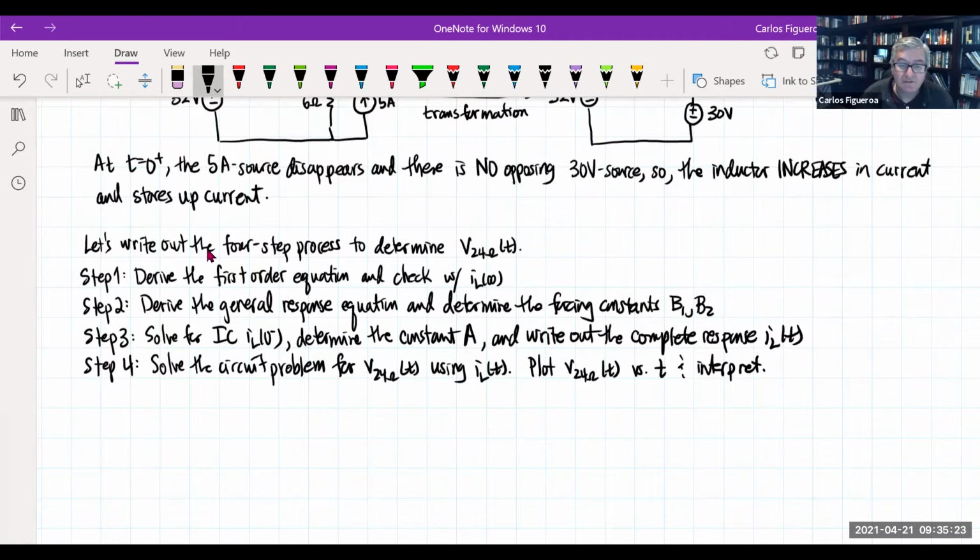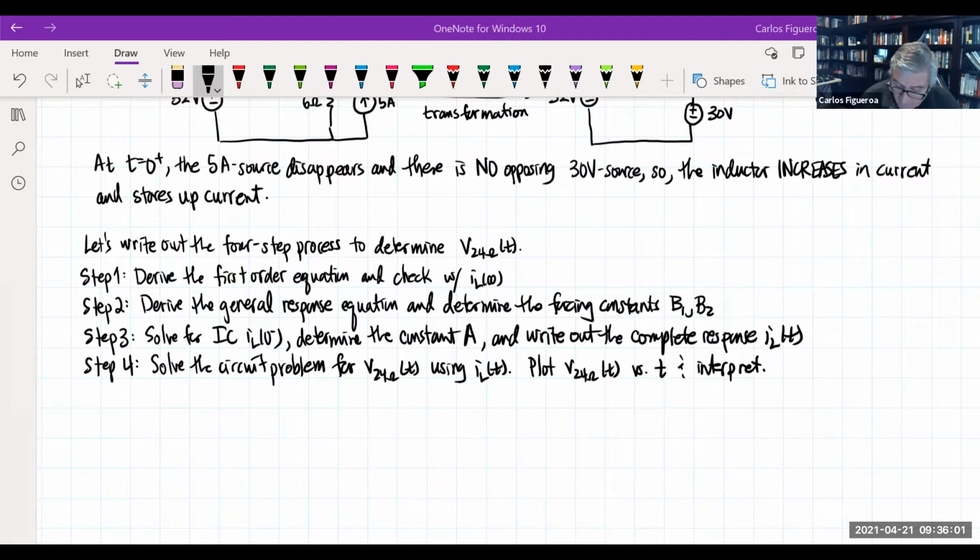So what you want to do here is get into a rhythm, right? Get a sense of what is going on and follow that rhythm. Derive the first order equation, check it to make sure that it works. Second of all, get that general response equation. So that means there's two things. You got to pick off the tau. Then you got to go determine the forcing constants. Once you have that, then go get the IC so you could solve for the constant A, write out the solutions for IL. And then finally, solve the circuit problem.